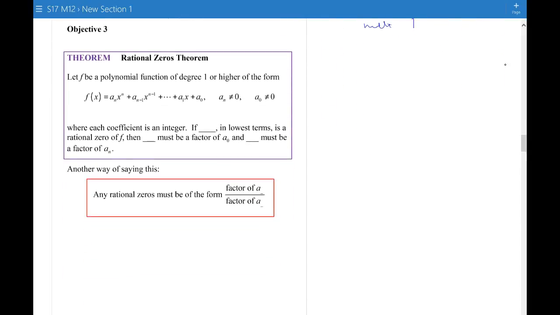Okay, so here's the rational zeros theorem, and I'm going to start here on a second part of the movie because this topic's a little bit long.